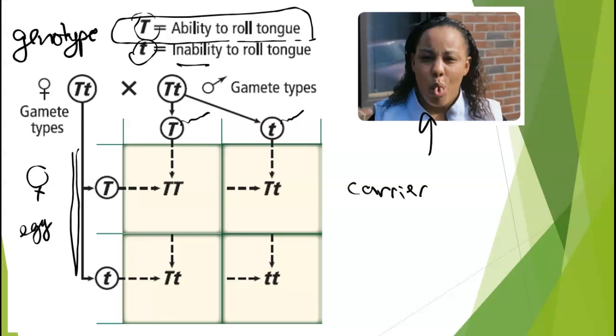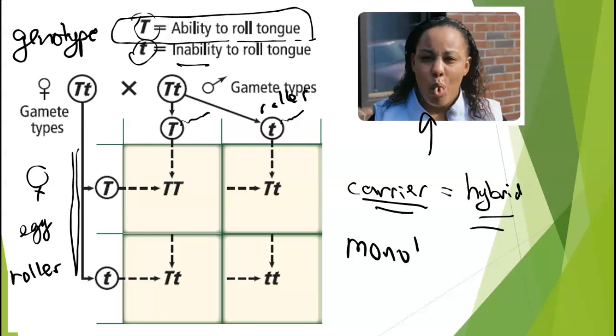And a carrier is also called a hybrid, because even though they have the characteristic in both these situations to roll their tongue, mom is a tongue roller and dad is a tongue roller, they carry the inability to roll their tongue as a hybrid. We call this a monohybrid cross.